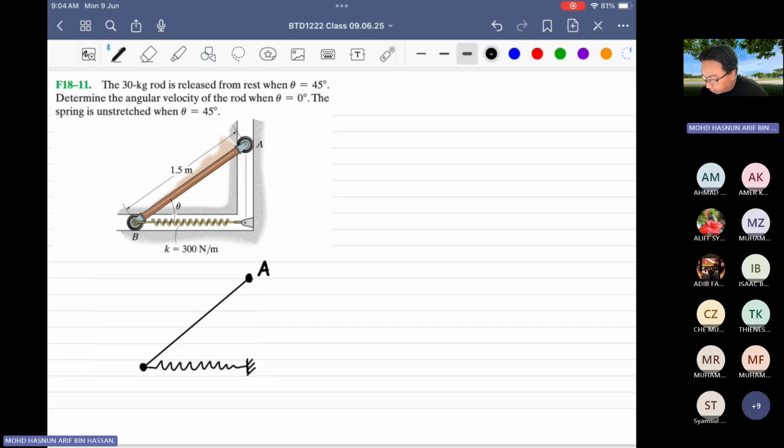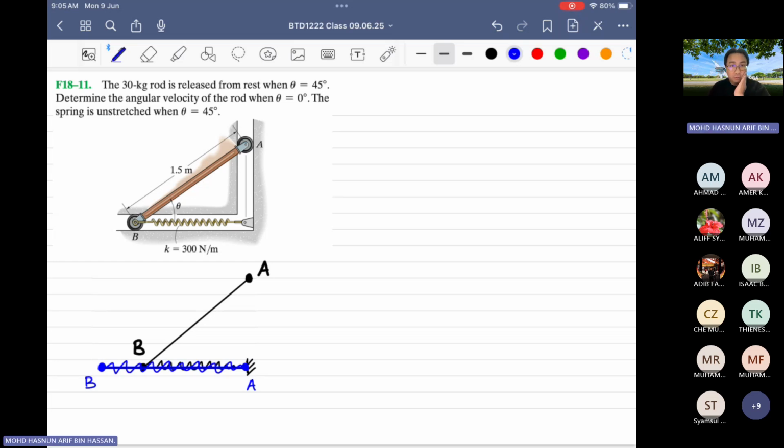So when theta equals to 0, the rod becomes horizontal. This is point A and here is point B. When theta equals to 0, point A is now down here, and point B is then somewhere here. So this is the new point A at position 2, and this is point B at position 2. And you have the spring now all the way along the rod.